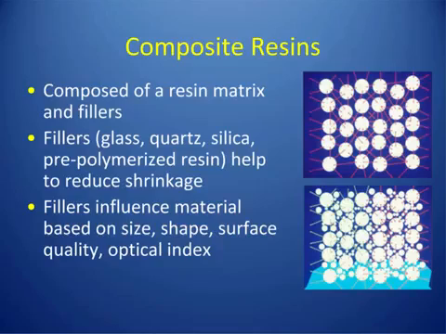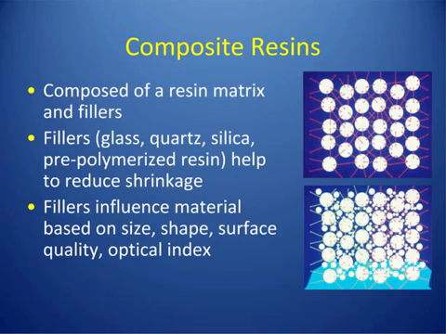These fillers can influence the material based on their size, their shape, their surface quality, their optical index. A great example of that nowadays is nanotechnology. Nanoparticles actually refract light in a very different way than larger size particles, and can wind up with significant variations in color, especially regarding translucency, when we compare nanocomposites to other composites.